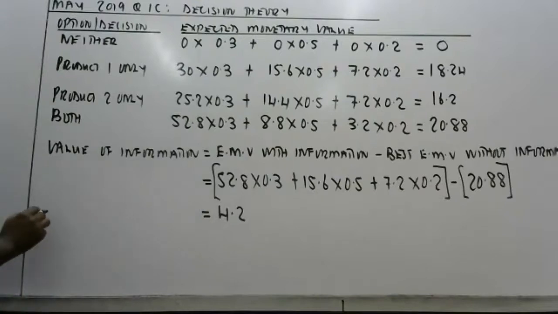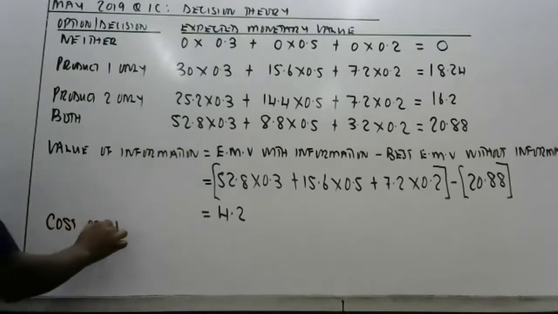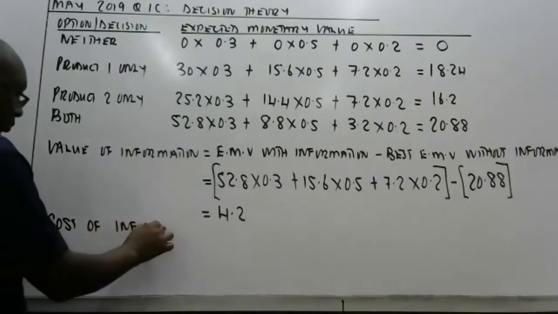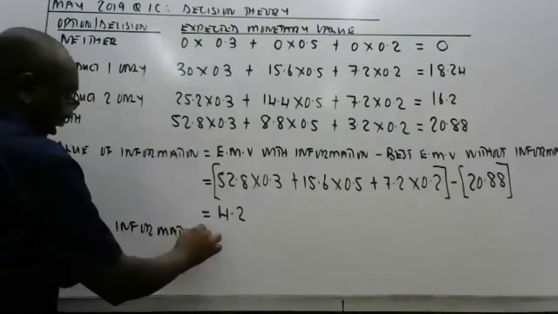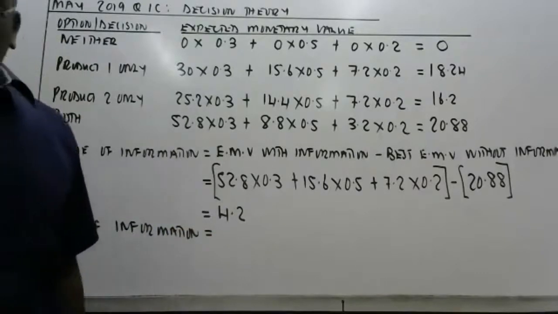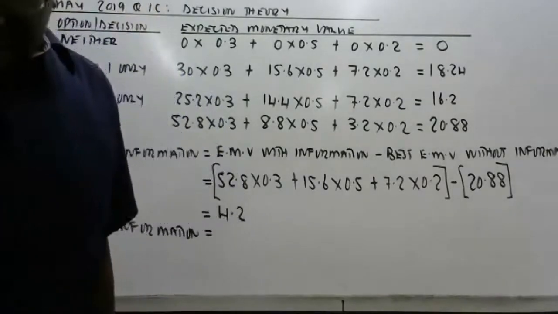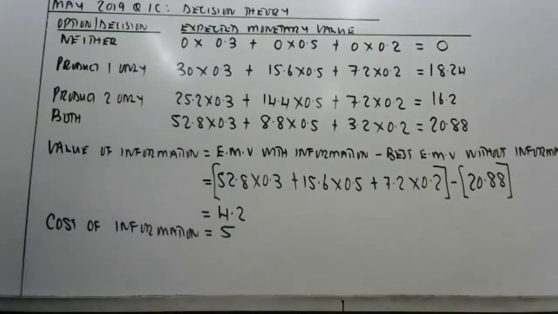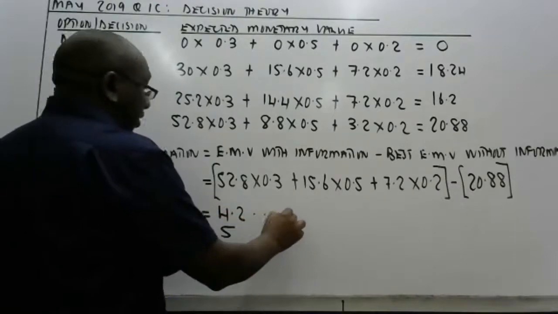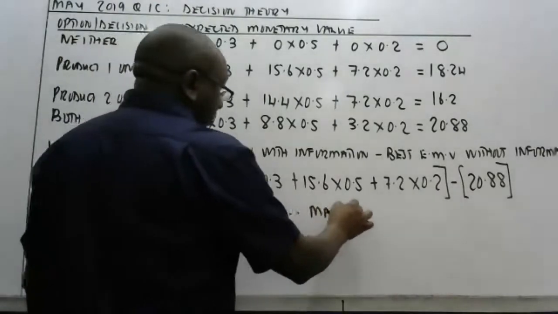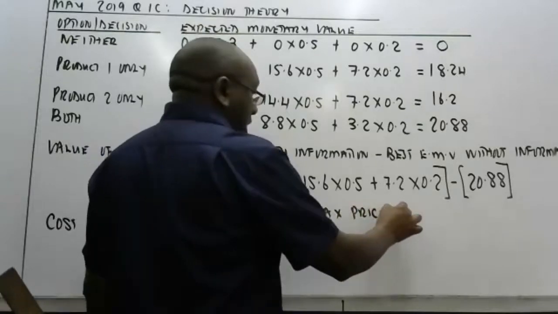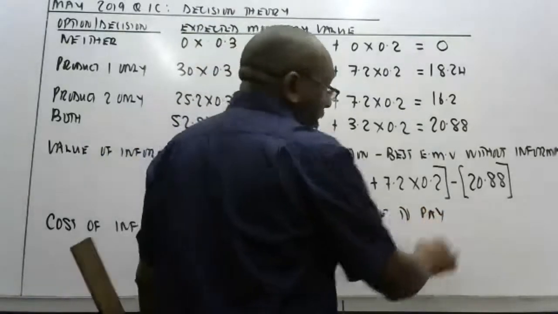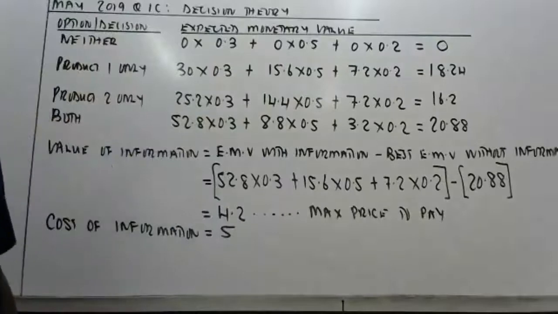Now, when you have that, the next thing is to look at the cost of information. The cost of information, we are told, yes, Ibrahim, is 5. And remember, this value of information is the maximum price that you can pay.